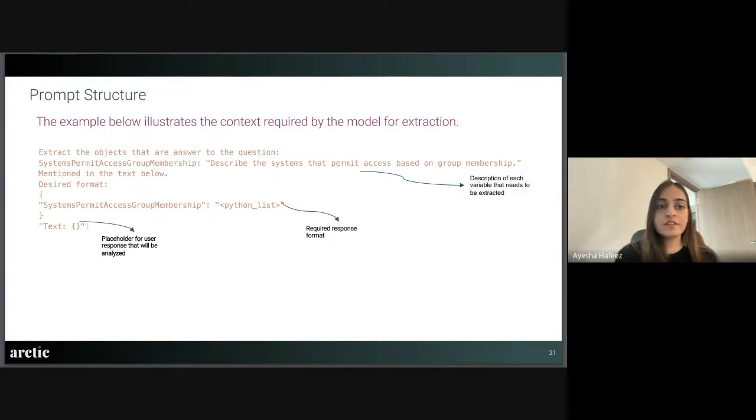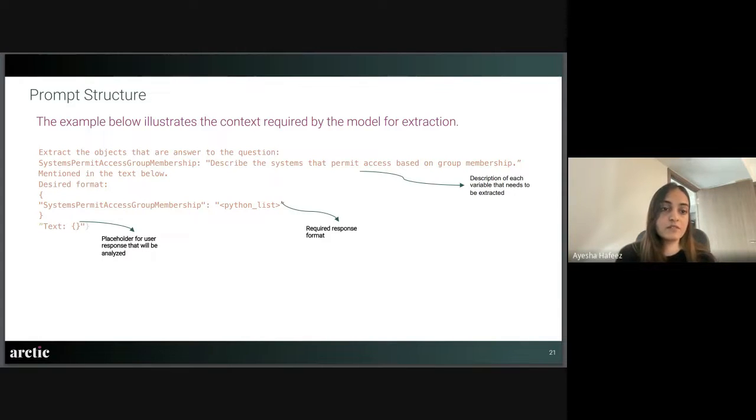So now that we've started experimentation, we've chosen a couple of LLM as a service providers that we want to test out. We wanted to understand the best way to structure the prompt in order to extract the information that we need. We observed that there are three key factors here that need to be provided in the context. The first being a description of each variable that needs to be extracted, along with the variable name and what type of format it is.